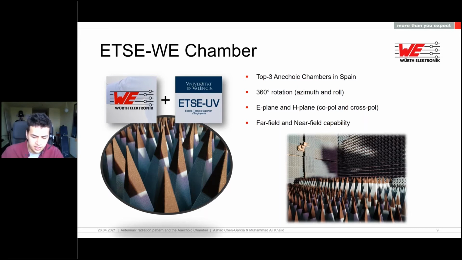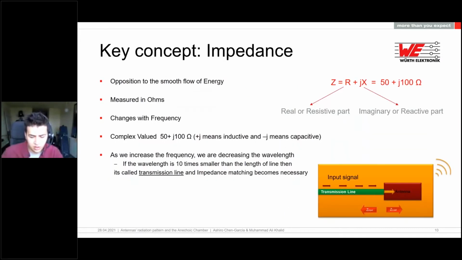But before going into the antenna matching, I would like to comment on some important concepts that have to be understood. One important key concept is the impedance, which we can say is the opposition to the smooth flow of energy. It is measured in ohms, and it is a complex value which varies with the frequency. That's important because as the frequency increases, the wavelength decreases until some point where it is 10 times smaller than the length of the line. Then it's what we call a transmission line, and at this point, the impedance matching becomes necessary.